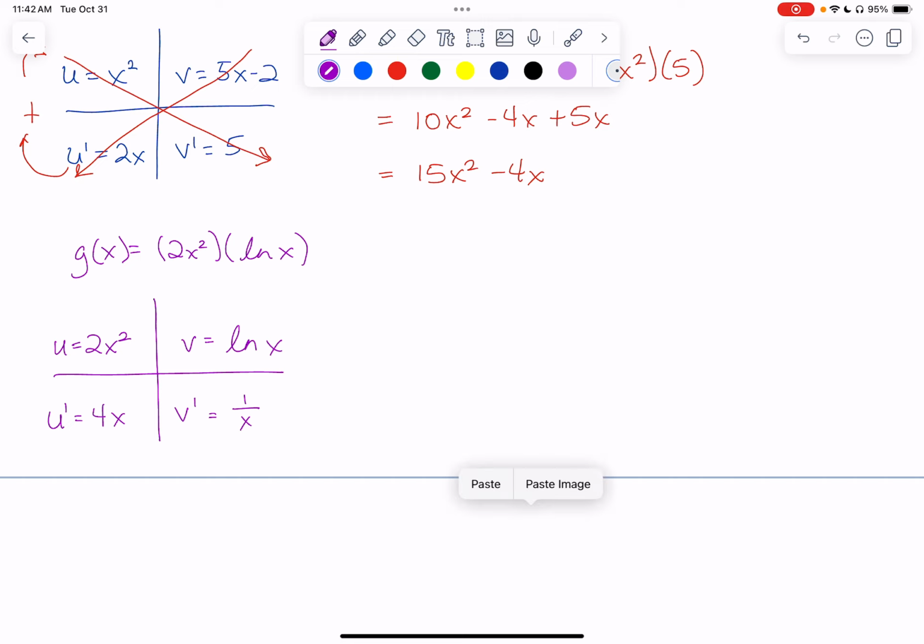This time we're going to use a different color. Let's see, we'll use blue.